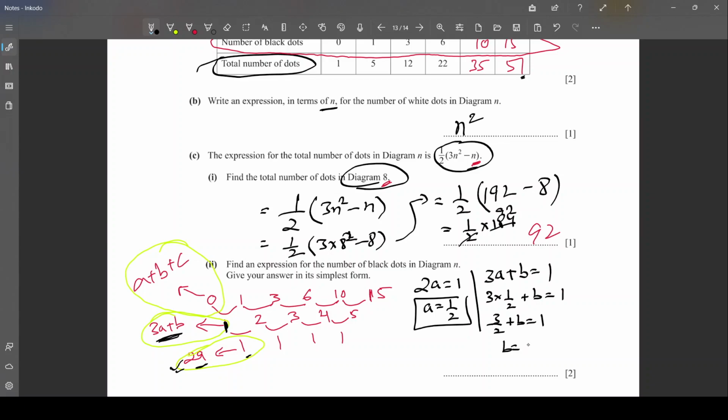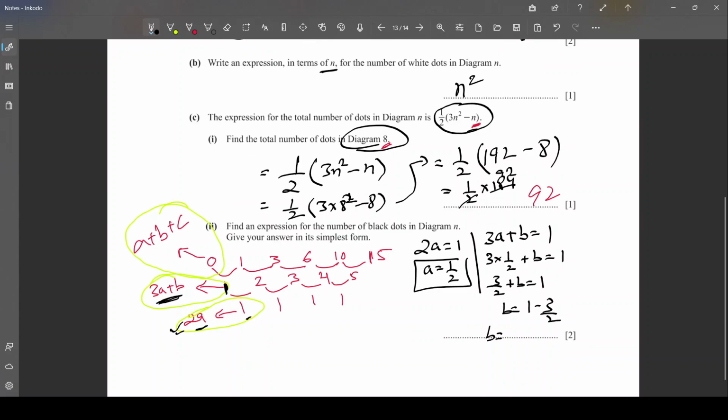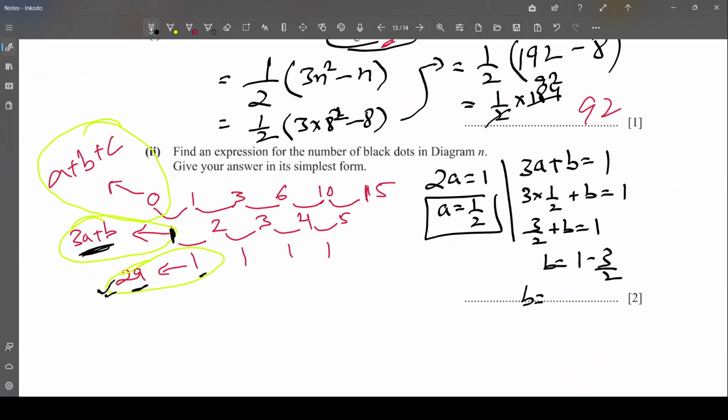So b equals 1 minus 3 by 2. Either you can use your calculator to solve this, or you can just cross multiply and find out. 1 minus 3 by 2 is 2 minus 3, over 2. Cross multiply: 2 times 1, 3 times 1 is 3, and the minus sign is in between. So b will be equal to minus 1 by 2.